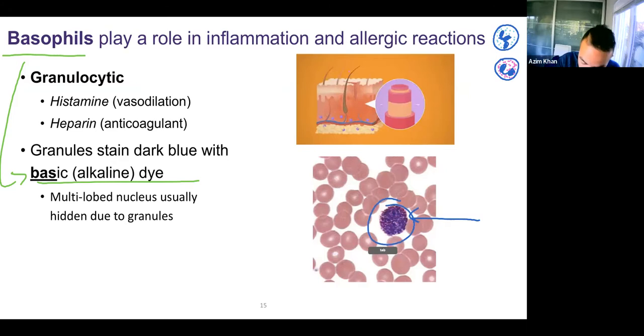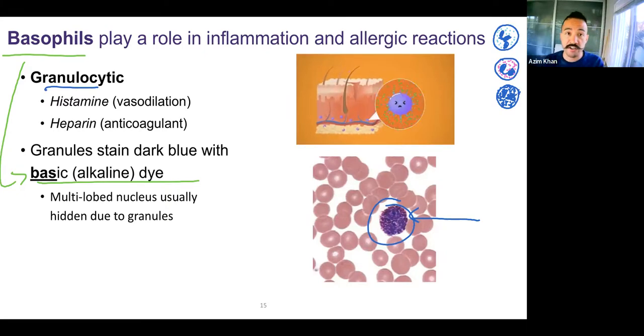Take a look at this cell right here. Let me attempt to draw it here. It does have a nucleus. It is multi-lobe, but honestly, it's hard to see because the granules are so dark and they kind of cover it up. So the granules stain very dark, hard to see the nucleus at all. But you can see how punctate, how dot-like the granules are packed inside. So it's not just like an even circle, it's very dotty on the inside. So it is granulocytic. What chemicals does it have? It has several chemicals, two of which I'd like you to know.